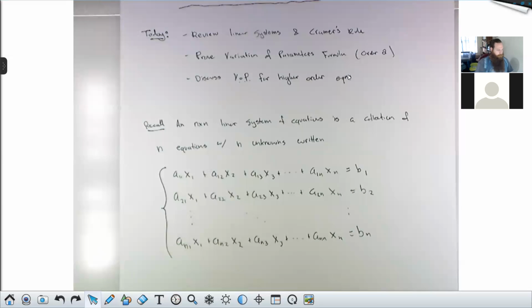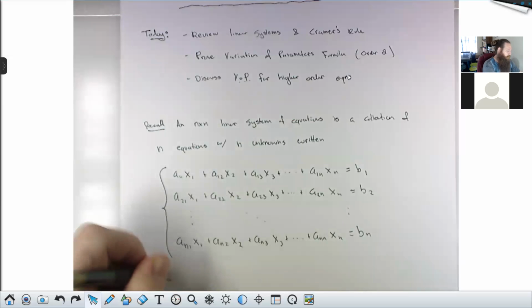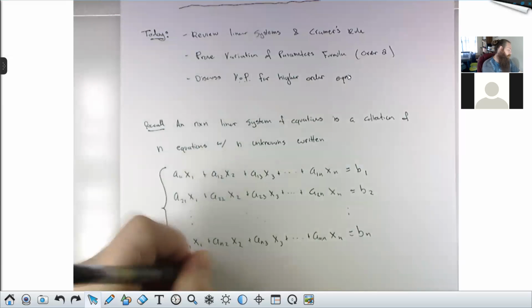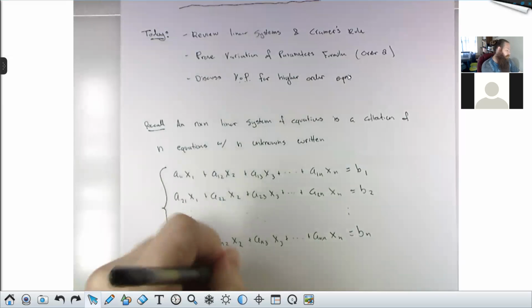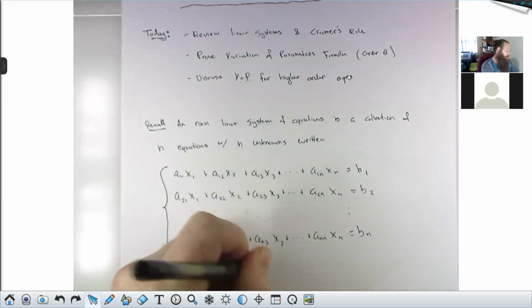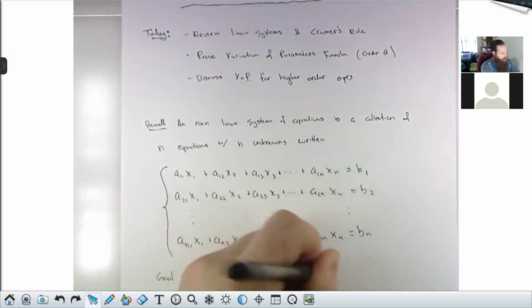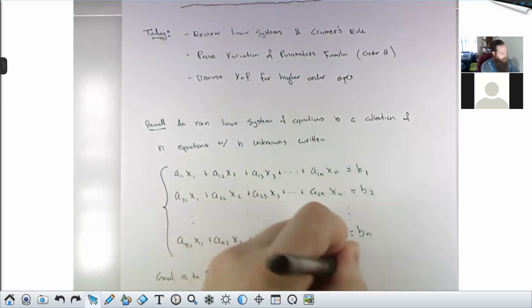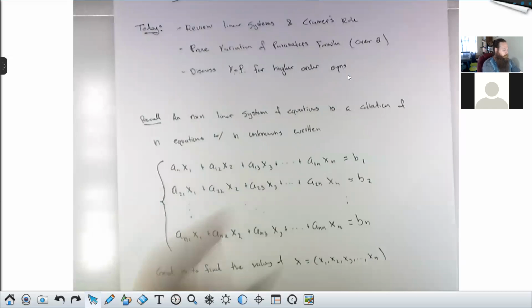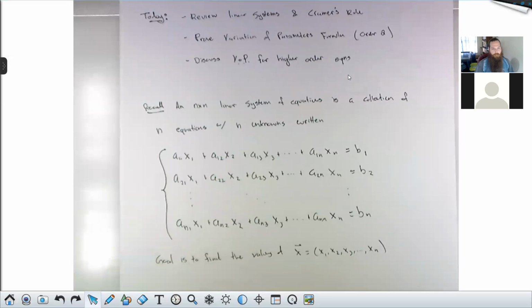And the goal is to find the values of, I'll call it x, it's a vector, x1, x2, x3, all the way out to xn. You want to find the values of the variables x1, x2, x3, all the way out to xn that make each of these true at the same time.